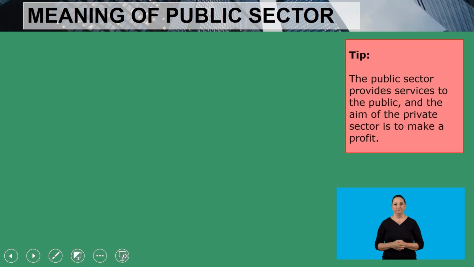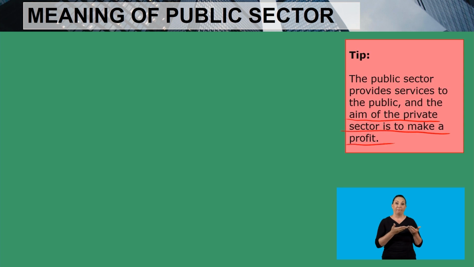Now let's move on to our second concept of the lesson, which is the meaning of the public and private sector. We'll start with the public sector. So there's a tip there. The public sector provides services to the public, and the aim of the private sector is to make a profit. So here's a tip. A public sector offers services to the public, so it is not to say specifically their main aim is to make a profit, rather than a private sector. The private sector is there to make profit. That's their aim.